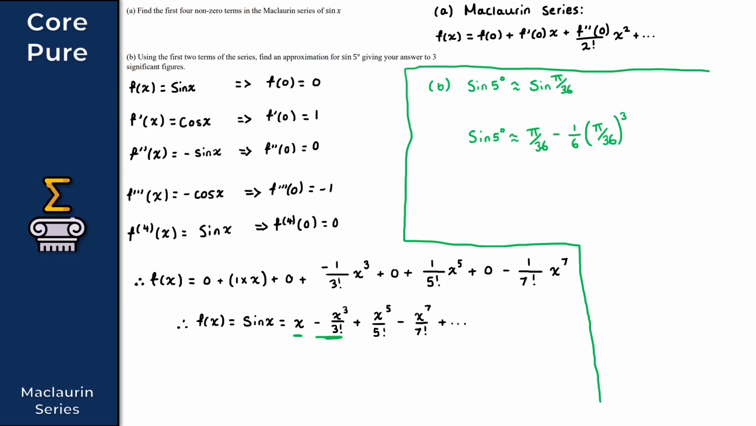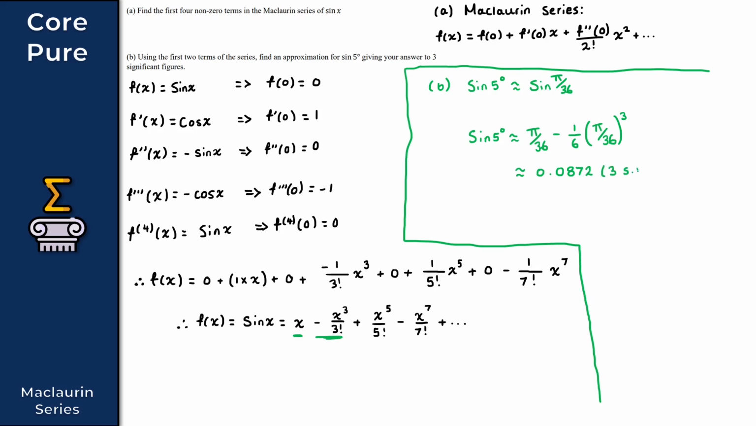To finish, all we need to do now is put this into our calculator. If you do this correctly, make sure that you give your answer to 3 significant figures. What you should get here is 0.0872. Okay?